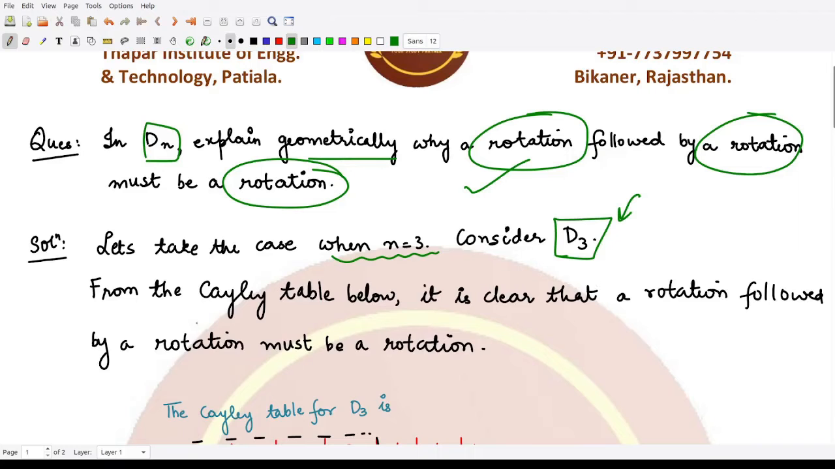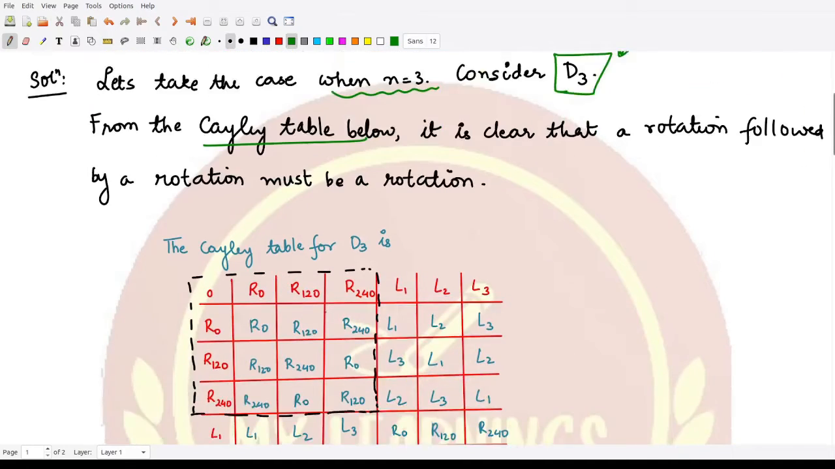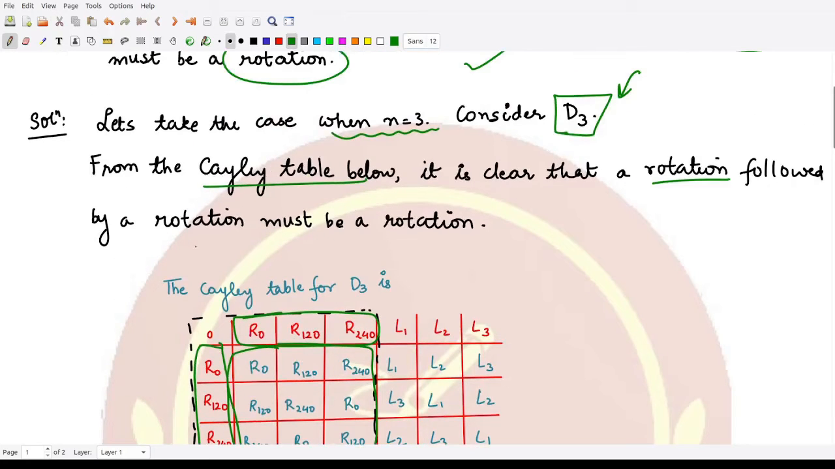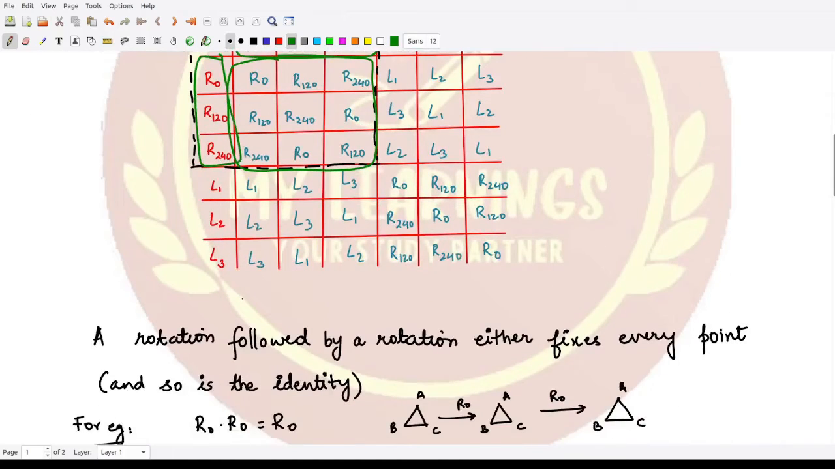So first of all, let's see the Cayley table here. We wanted to look at rotations. These are the rotations and these are the rotations. For these rotations, you see the resultants are also rotations. So this is what we are saying: a rotation followed by a rotation must be a rotation, right? Therefore a rotation which is followed by a rotation either fixes every point, and if every point is fixed, that means that rotation is the identity rotation R0.